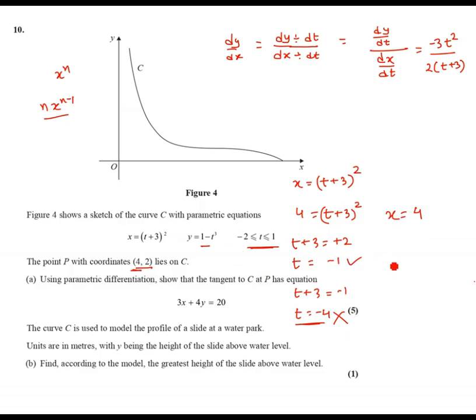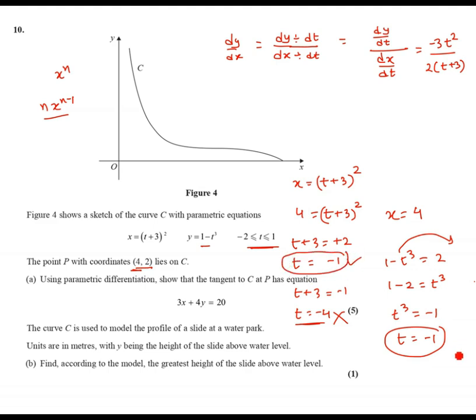We can also check: if we put 1 minus t cubed equals y coordinate, which is 2. So if we put 2 here, then 1 minus 2 equals t cubed. So we take the t cubed to the right and bring the 2 to the left. Then t cubed becomes minus 1, then t will give you minus 1. So both of them are giving us minus 1. So that's the acceptable solution.